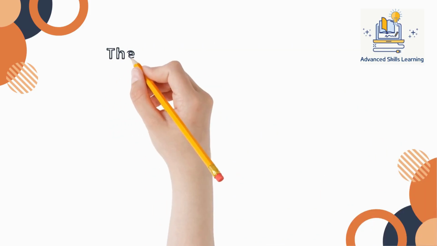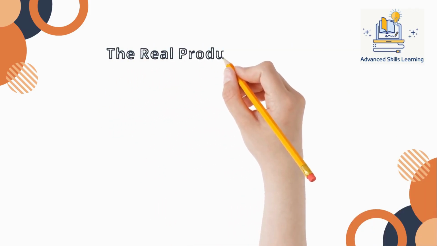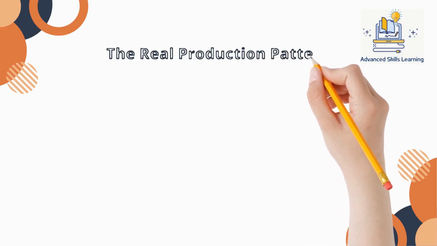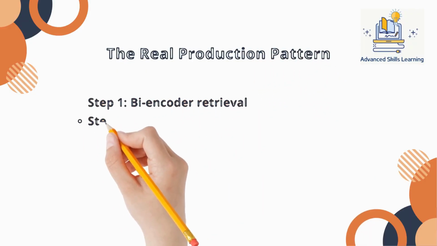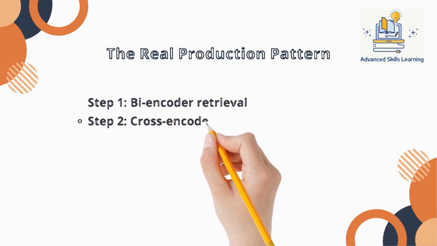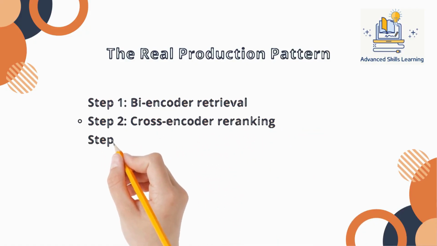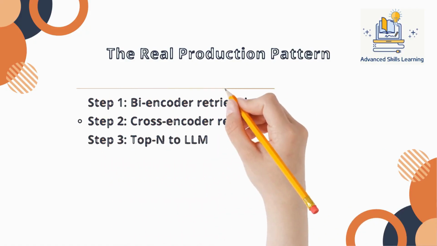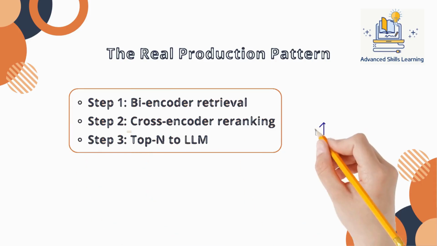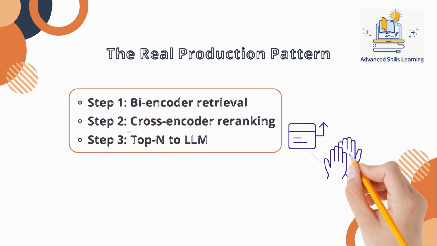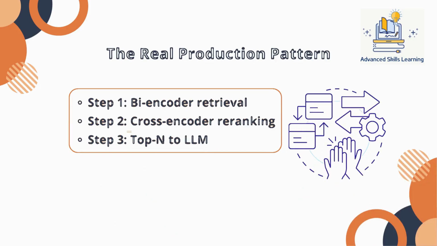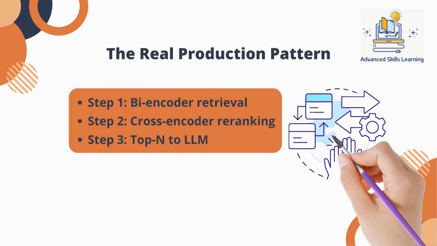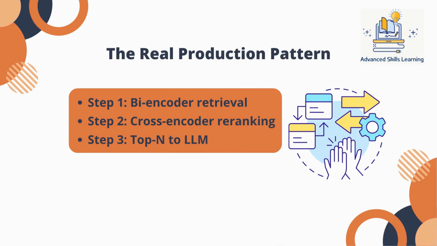In real systems, you don't choose between bi-encoder and cross-encoder, you combine them. First, a bi-encoder retrieves a broad set of candidates quickly. Then, a cross-encoder re-ranks a smaller subset, say top 20 or 50, based on deeper understanding. Finally, only the top few documents are passed to the LLM. This hybrid approach balances speed and accuracy, and it's one of the most important patterns in production-grade RAG systems.